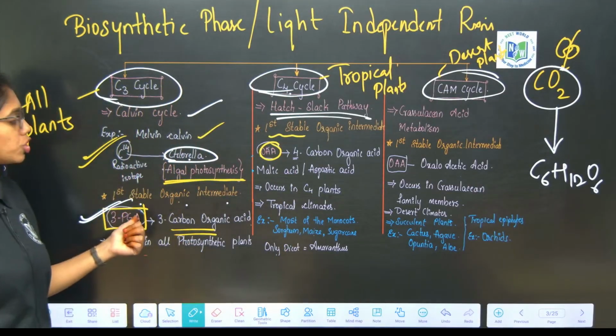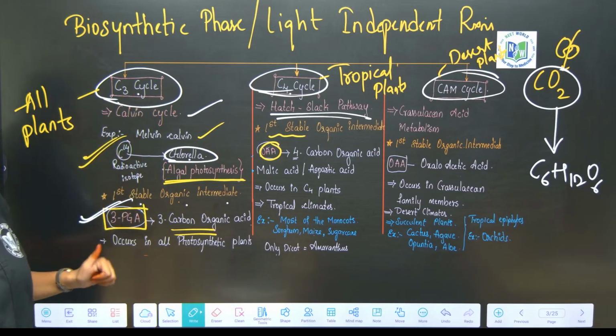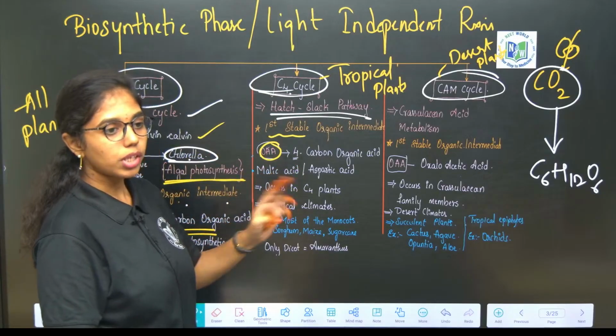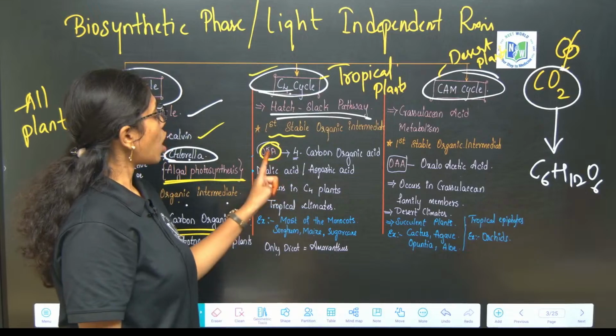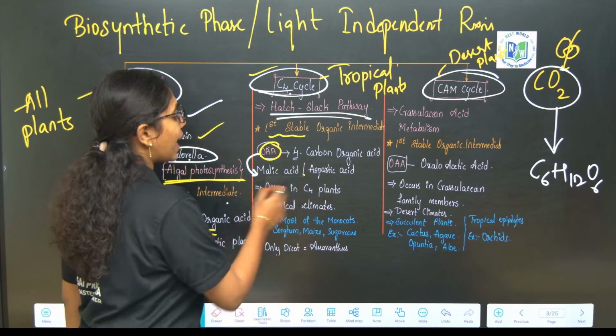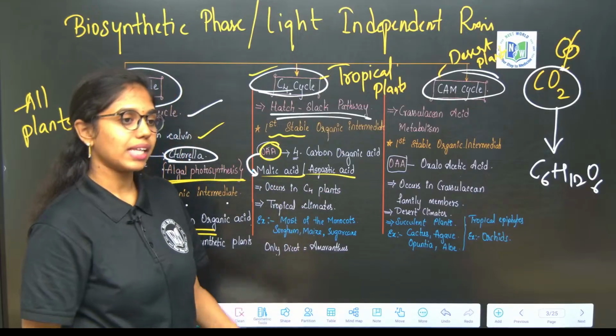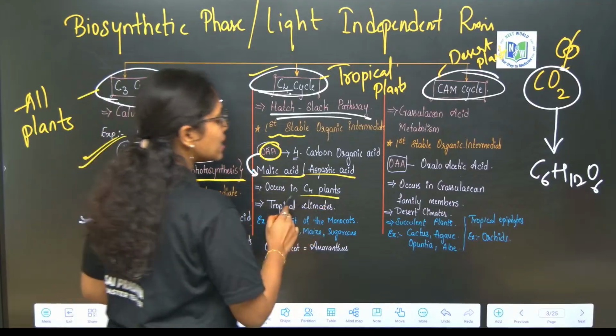As here the first stable intermediate is a 3-carbon compound, this is called the C3 cycle. Here the first stable compound is a 4-carbon compound, so this is the C4 cycle. This oxaloacetic acid can be changed to what? Malic acid or aspartic acid in the continuation of the C4 cycle.